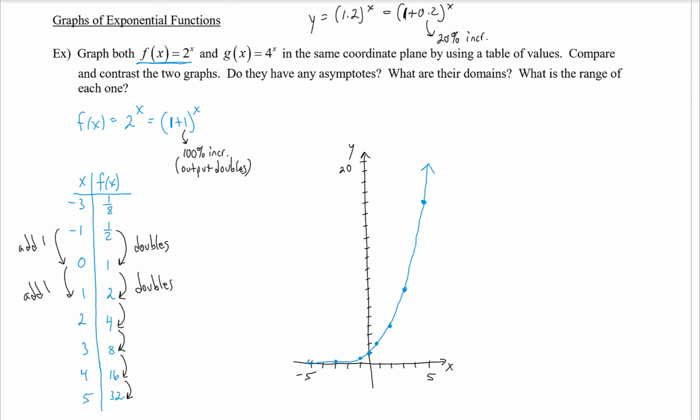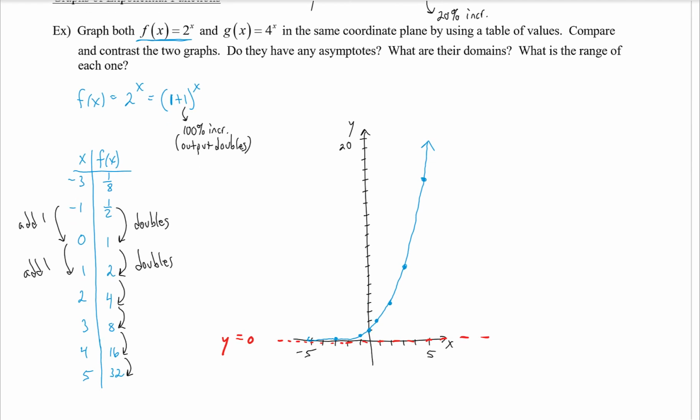So we can see that we have a horizontal asymptote, because no matter what I plug in for x, I'm never going to get 0. Even if I plug in something like -50, 2 to the -50th is not 0. It's really tiny, but it's not 0. So this thing's never going to touch y = 0. So that's a horizontal asymptote.